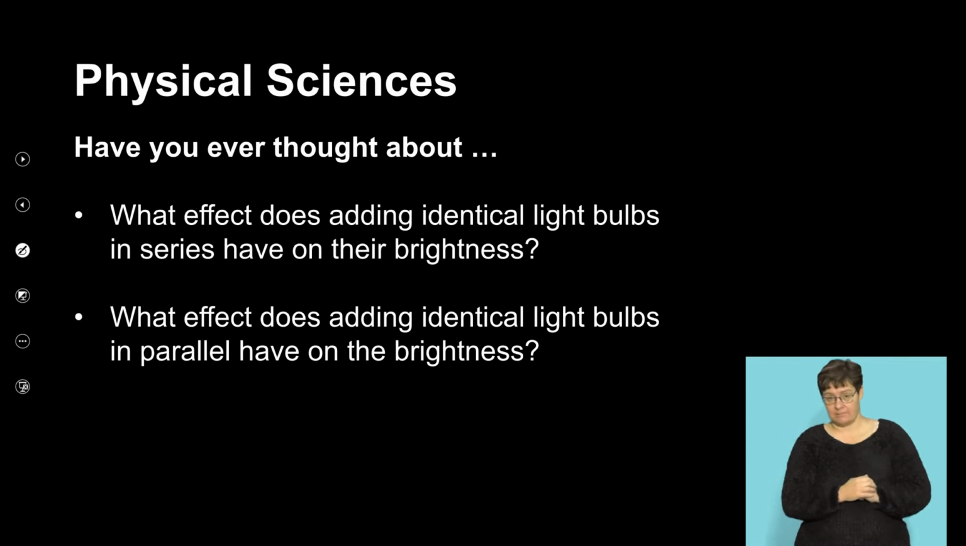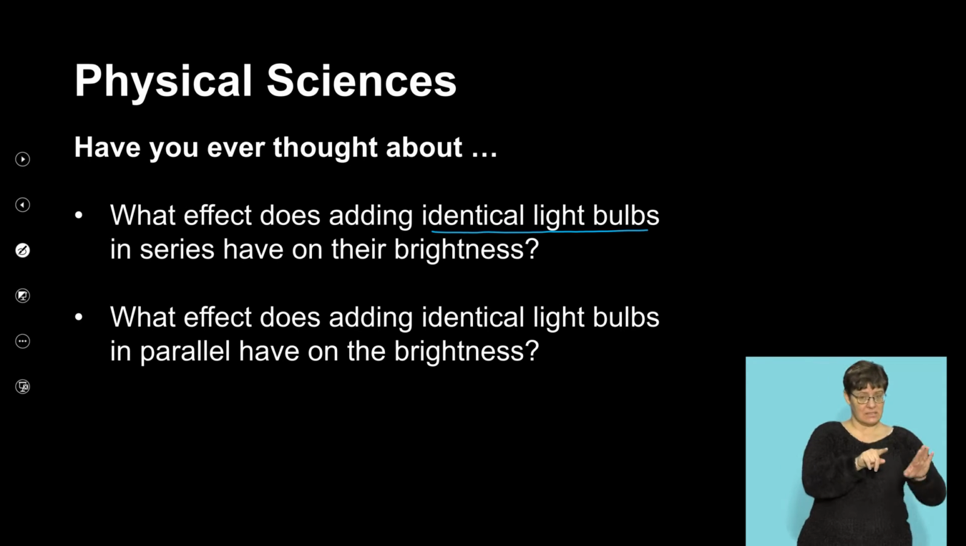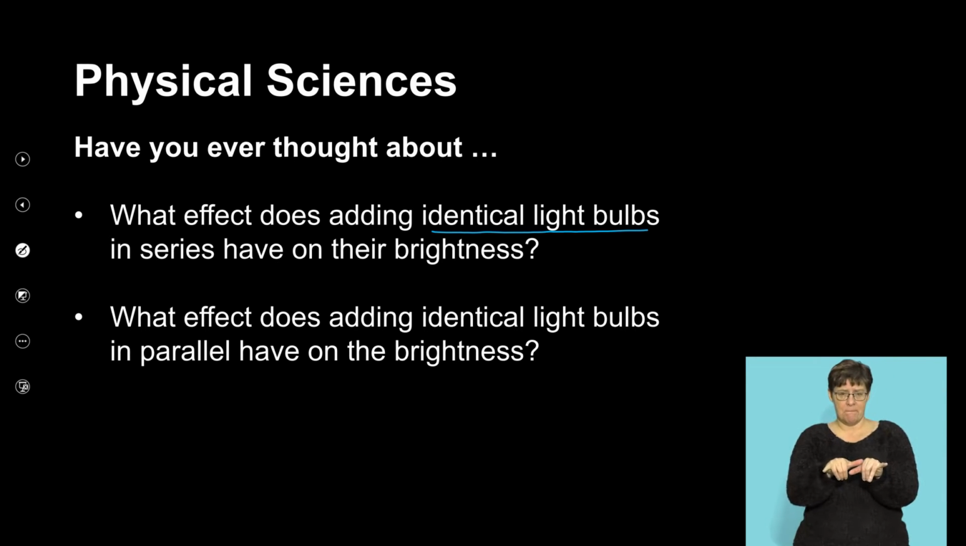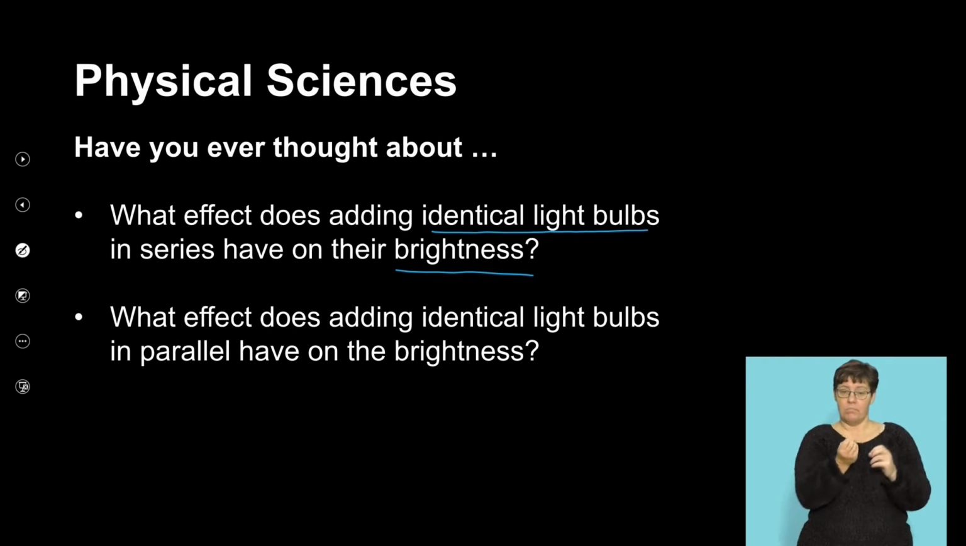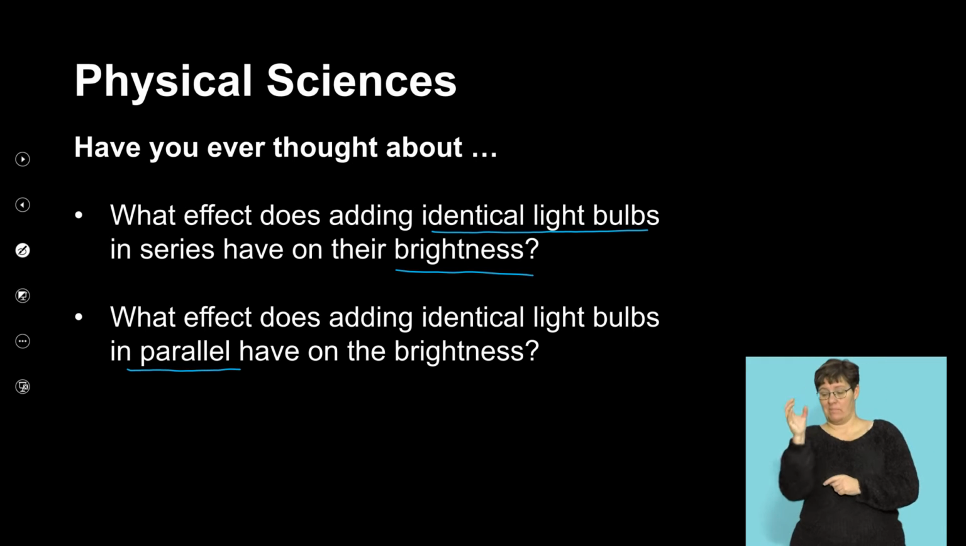Right. The first question says, what effect does adding identical light bulbs in series have on their brightness? So at the end of the day, we want to establish the effect of having more identical light bulbs in series, and how that affects the brightness, right? And then the second question talks about the same effect. However, this is in a parallel connection. So these are the two main questions that will guide our discussion for today, right?